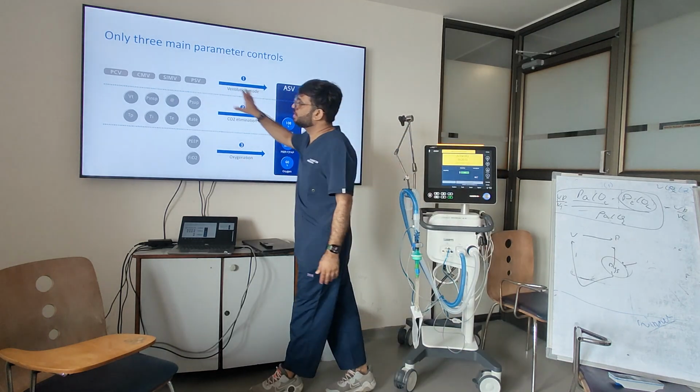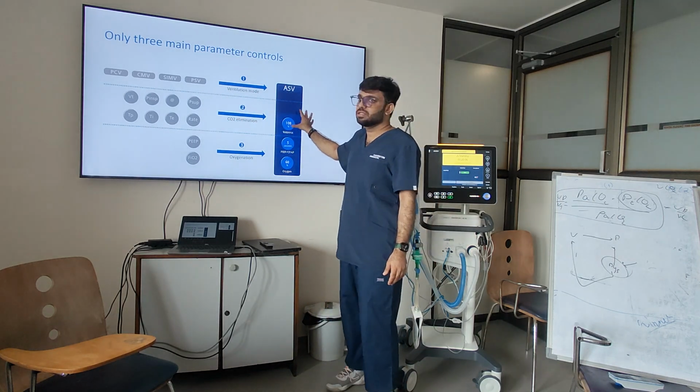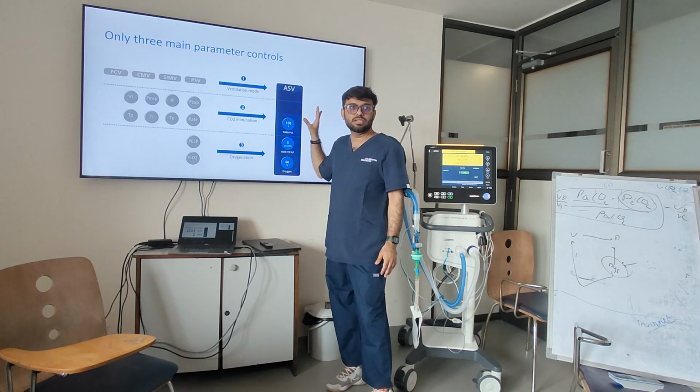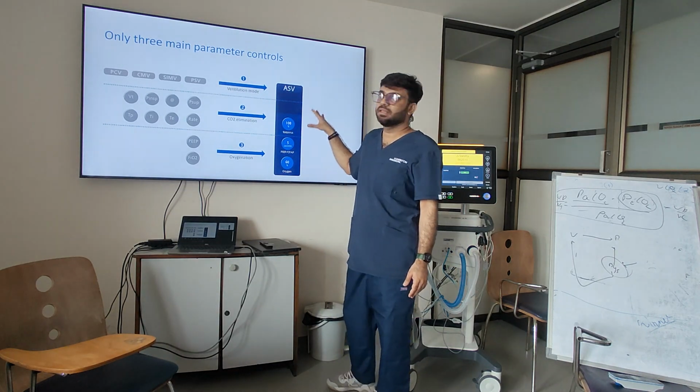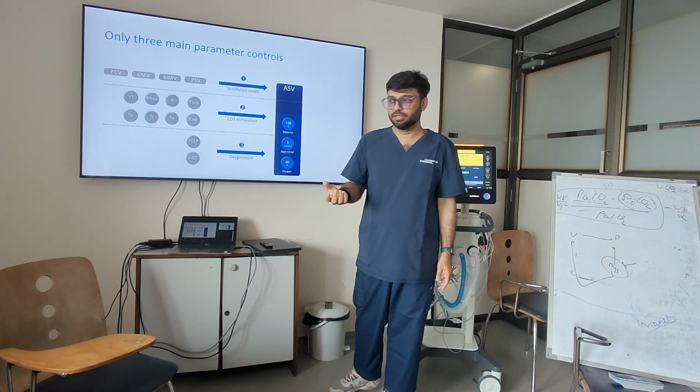So you see there are so many settings you do in other conventional modes, and when you compare with ASV, it is one simplified setting, which I'll come back to, how exactly it is to set, and what is the significance behind this percentage minute volume, and why it is percentage minute volume, which always comes as a question.